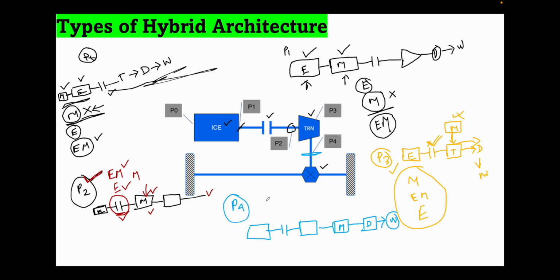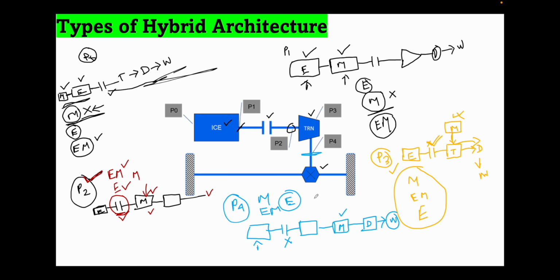In this case also, you can operate in only motoring mode by detaching this one. EM mode is also possible. If you give energy here, along with that, you operate the engine. Only E mode is also possible in this case, okay? You will be able to transmit only E mode if you detach this and you just operate it with the help of the motor. So this is also possible.